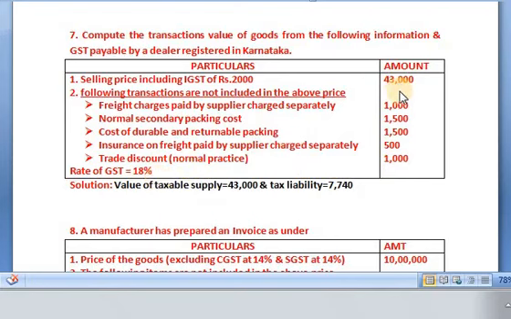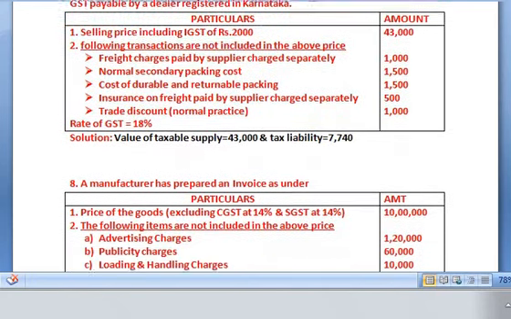Okay. So for 41,000 you have to add 1000, 1500, 500, 2000. 41,000 plus 2,000, 43,000 is your taxable value. For this 43,000, CGST 9%, 43,000 into 9% is 3,870. 3,870, 3,870 is 7,740. So this is a simple problem. Let us go for checking out the next problem.